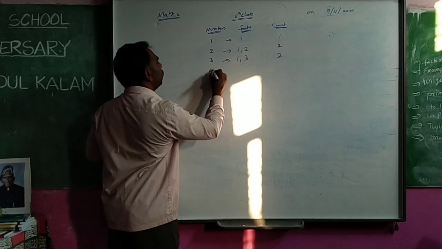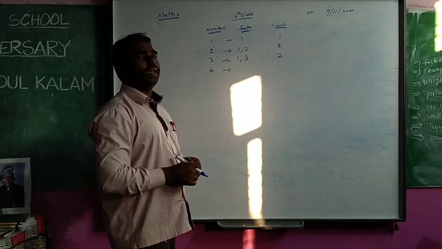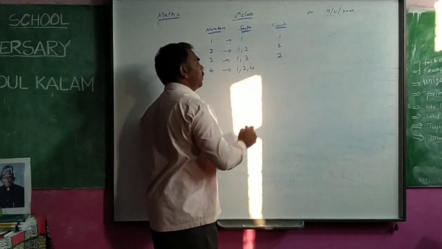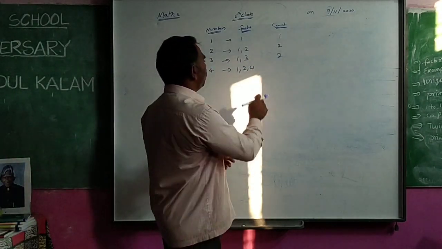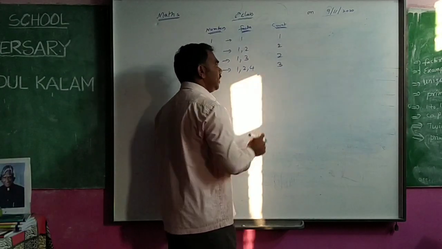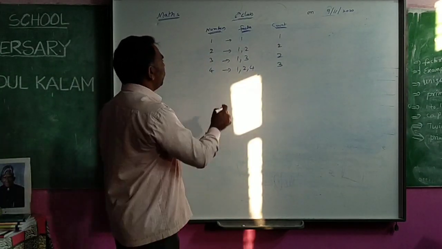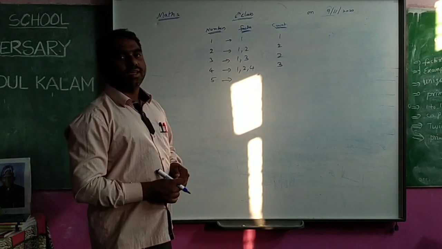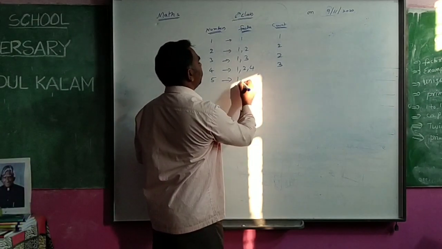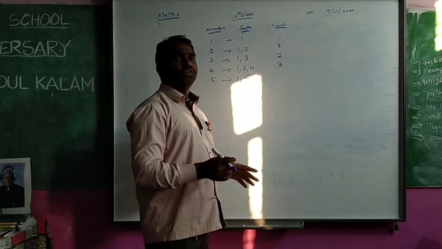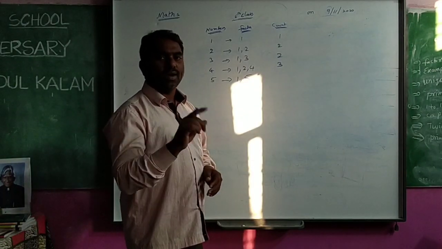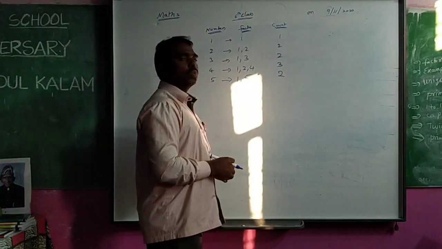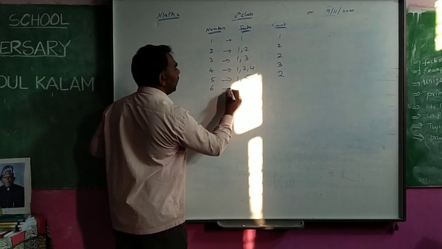Now, what are the factors of 4? Can you say? Yes, 4 comes in the 1 table, 2 table, 4 table. So how many factors are there? Count: 3. Next take the number 5. Find the factors of 5. Yes, the factors of 5 are 1 and 5 only. No other table. 5 comes in the 1 table and 5 table only. So how many are there? 2.